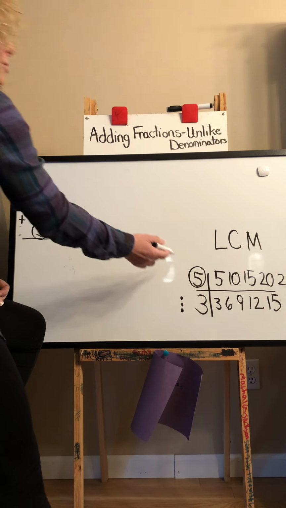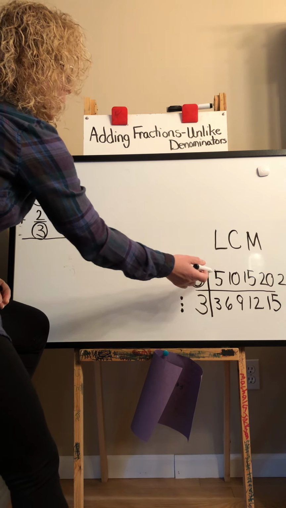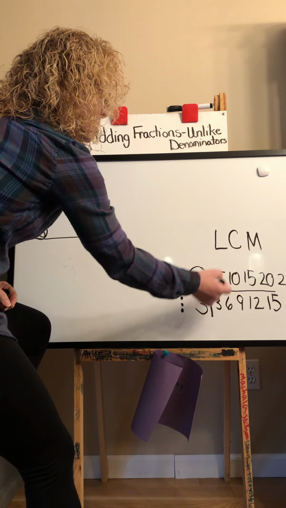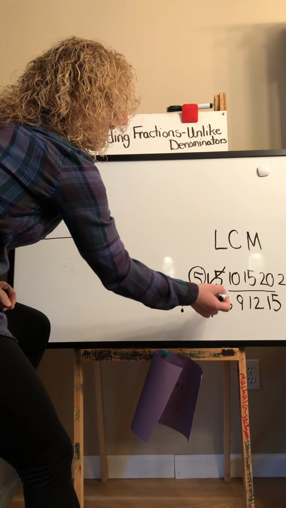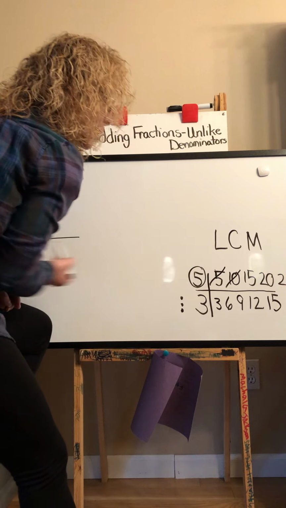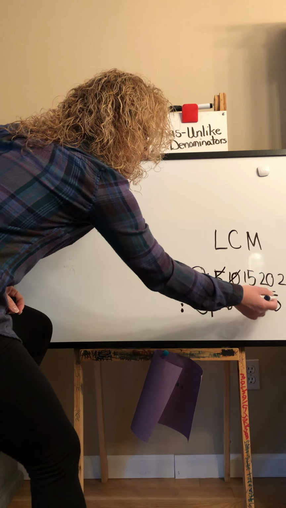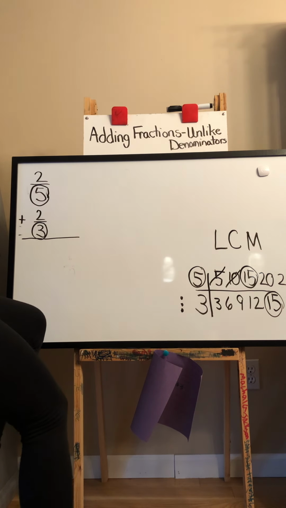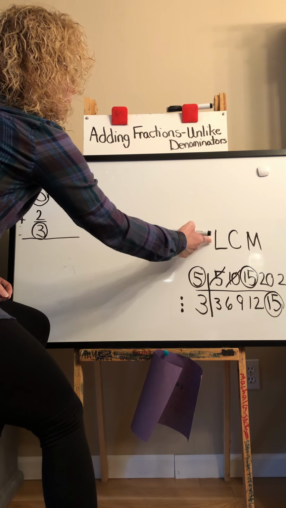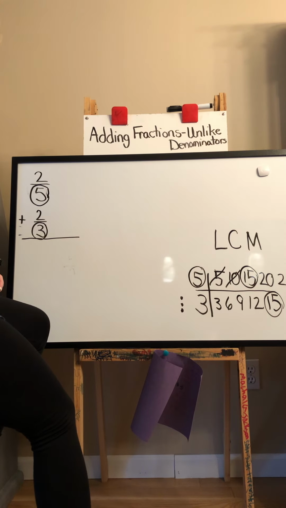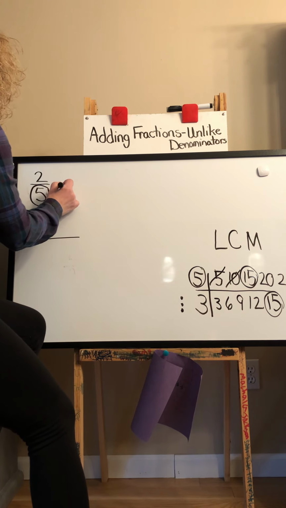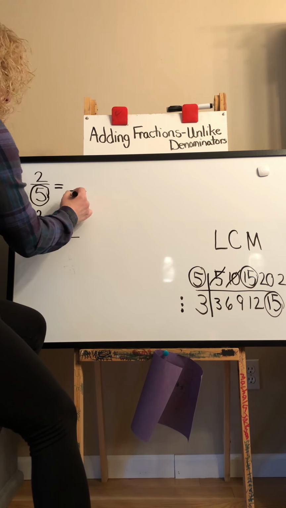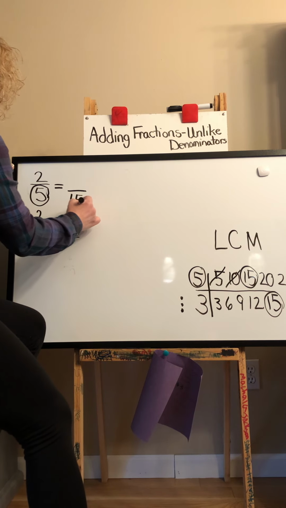Okay, so I always start with my biggest common denominator. I go across and I say, do they both have a 5 in common? No. Do they both have a 10 in common? No. Do they both have a 15 in common? Yes. So 15 is my least or my smallest common multiple. Okay, they both have the same or common multiple. So now I'm going to go up here and find equivalent fractions with the denominator of 15.